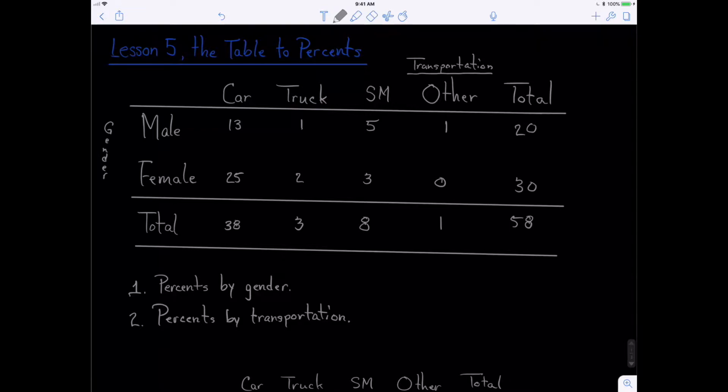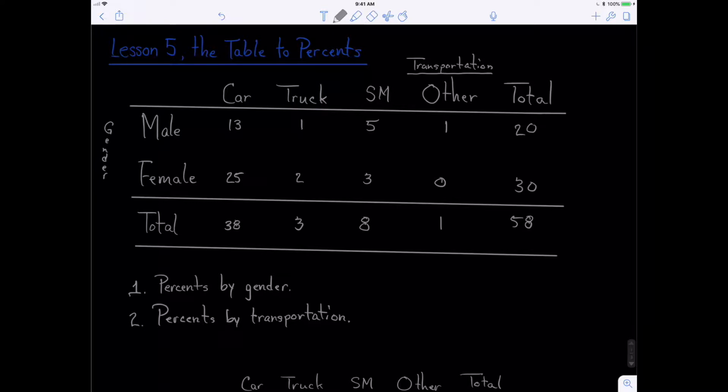Hi, in this video, this is lesson 5, and we're going to talk about taking a table and writing the table as percents. So here we begin. I've recreated the table that we've used in our previous notes of modes of transportation and gender, and these are the same numbers that we have used in some of the other examples and in some of the homework problems.